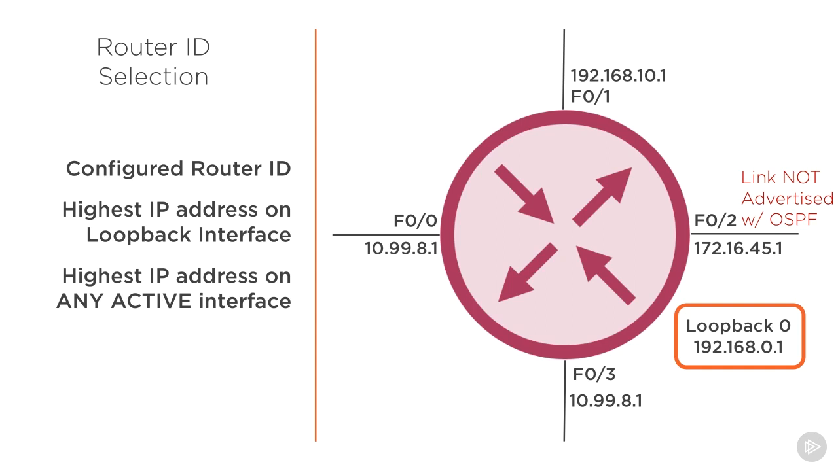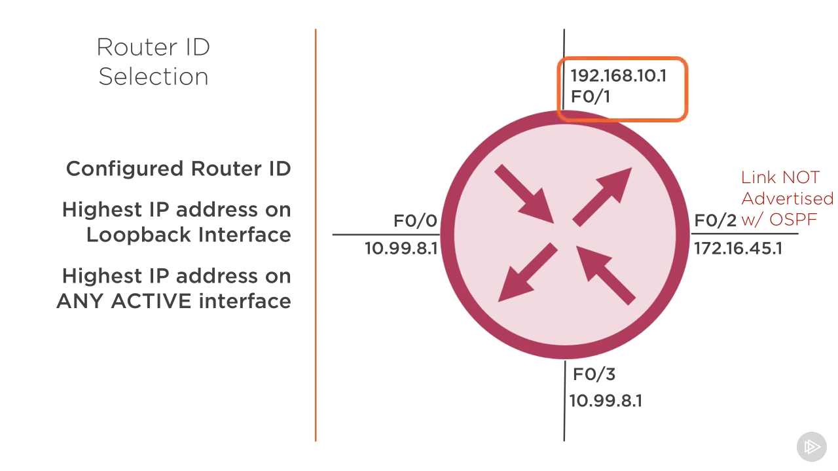So in this case, the router ID would become 192.168.0.1. If we did not have a loopback interface configured, the next thing OSPF will do is choose a router ID of the highest active interface on the router. In this case, that's going to be the 192.168.10.1 IP address on FastEthernet 0/1. So then that would mean 192.168.10.1 would become the router ID for our router here.